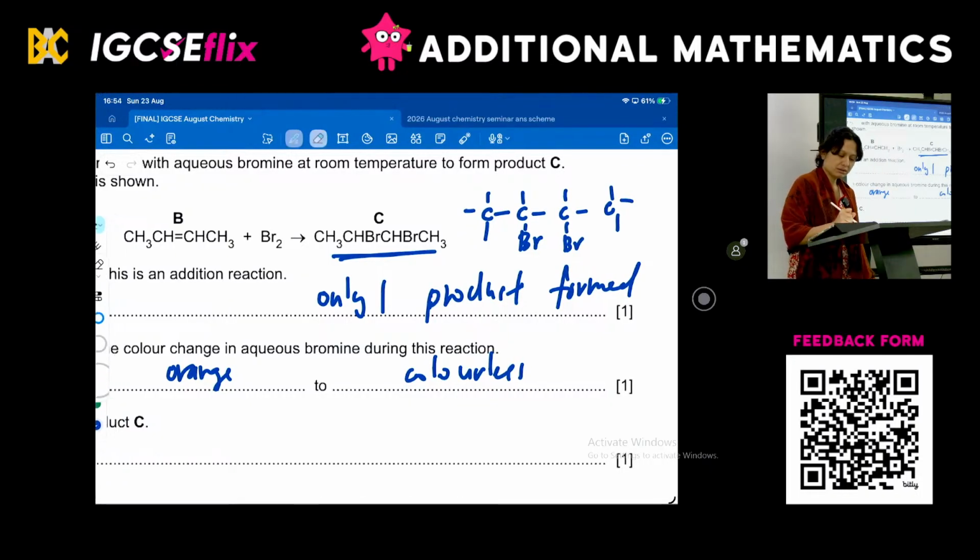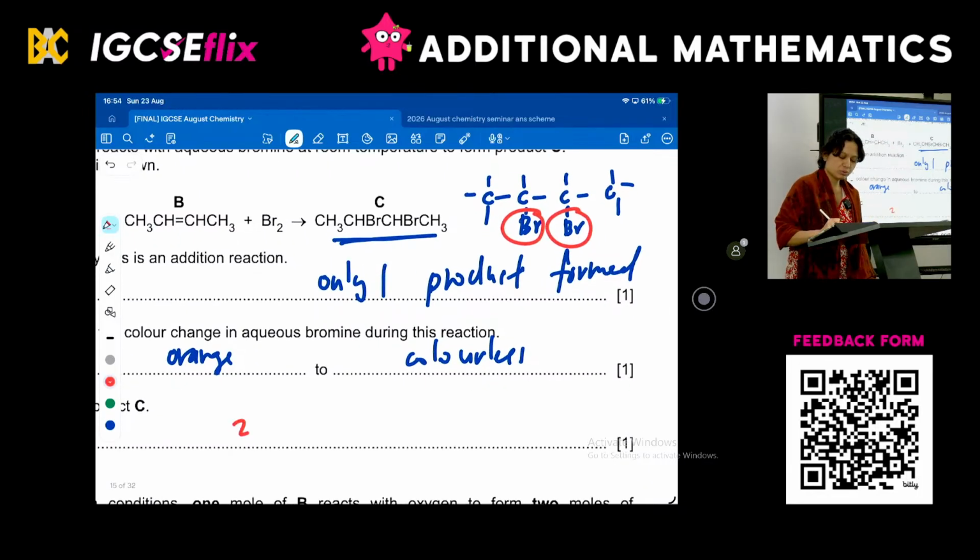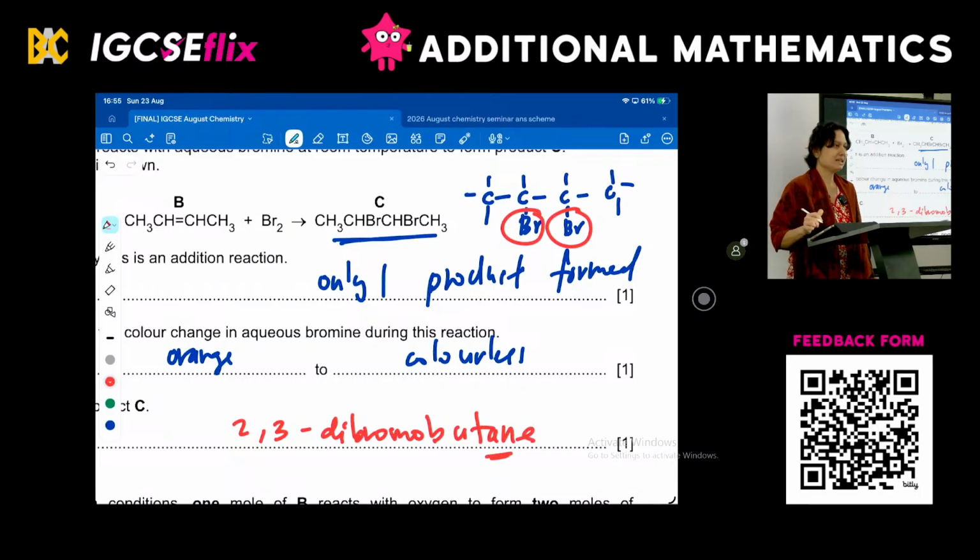So, looking at this, you can see that the Br is on the second and third carbon. Okay? All right, so it's 2,3-dibromobutane. Remember, it's A and E. Get it? So, CH3, CHBr, CHBr, and then CH3. Get it? Can see or not?